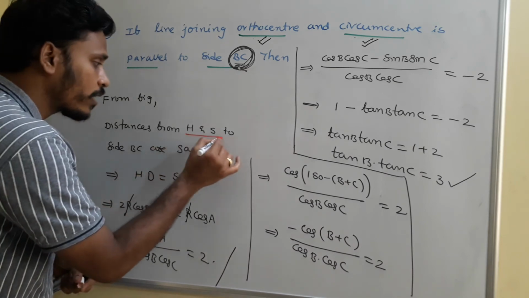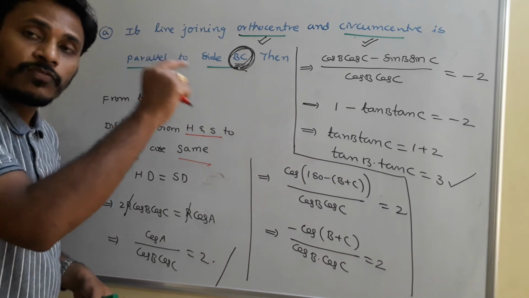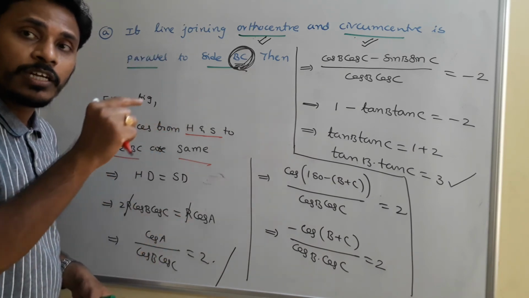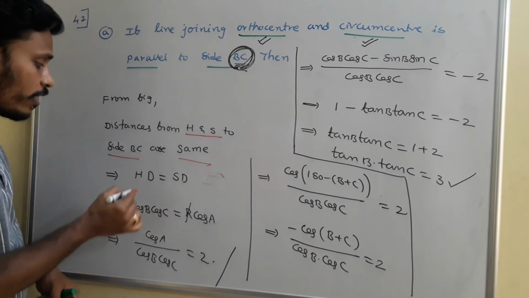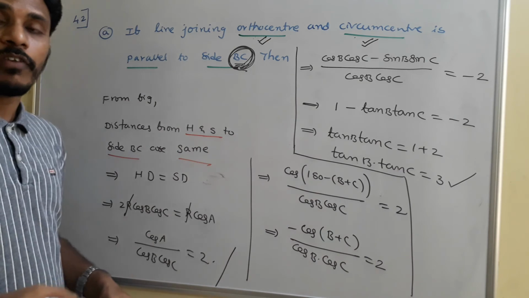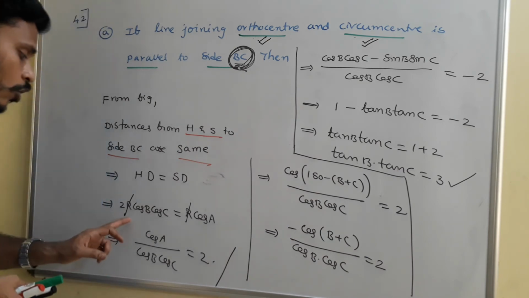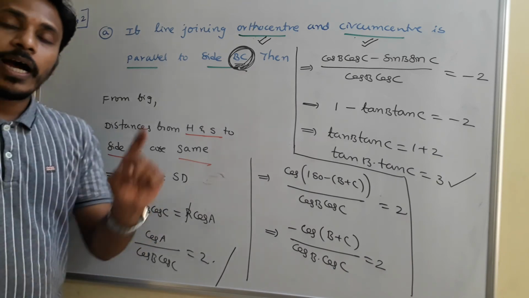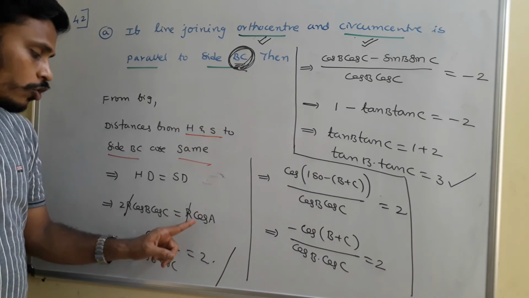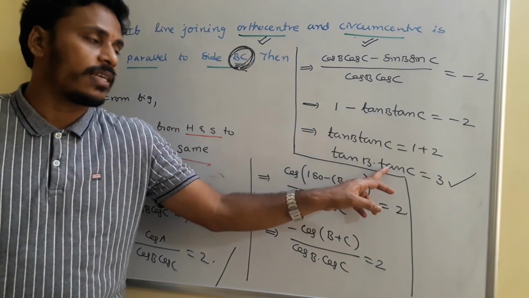Okay, and if the line joining these two is parallel to side BC, it is very clear that the distances from orthocenter and circumcenter to the side BC are the same. So the distance from orthocenter to the side BC and the distance from circumcenter to the side BC are the same. Here we need to equalize those distances. Just as we mentioned in the 41st point, the distance from orthocenter to the side BC is 2R cos B cos C, and the distance from circumcenter to the side BC is R cos A. So if you equalize them, on simplification you will get at the end tan B tan C as 3.